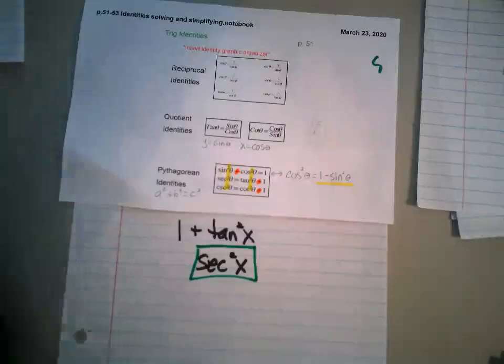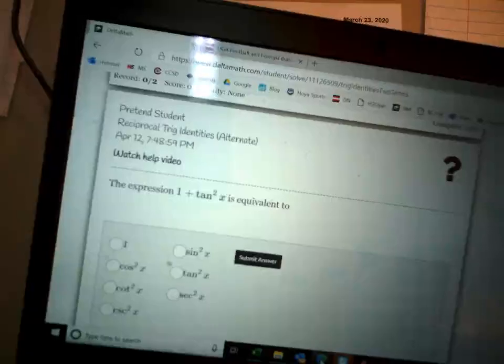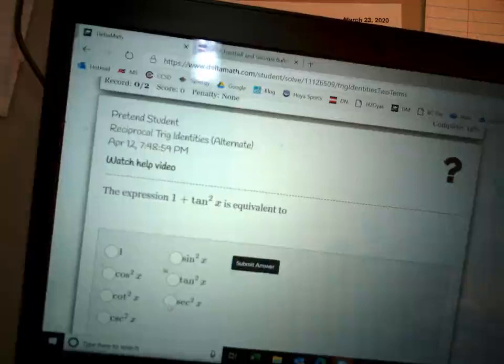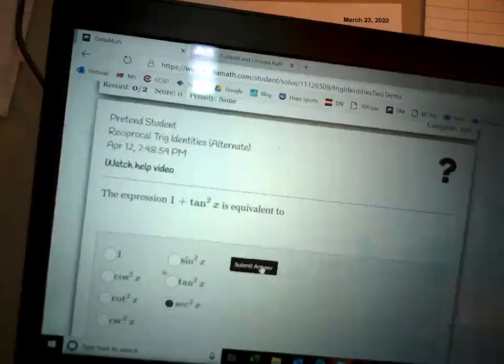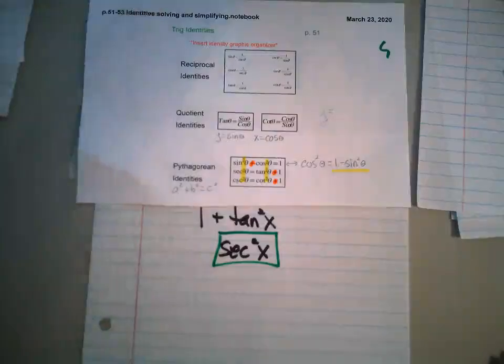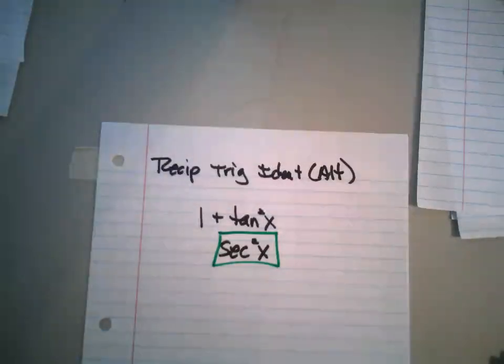So this is just a matching problem. So let's try to match this up. So we're looking for a secant squared x. And so that would be right there. We'll give it a go. So yes, sir. There it is. Big green check. So we are 4 for 4. Okay. Let's check out the 5th section.